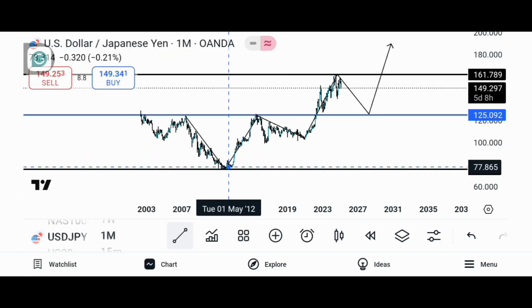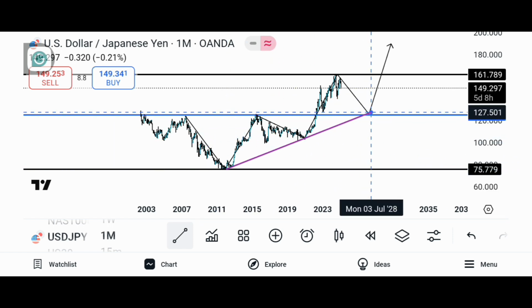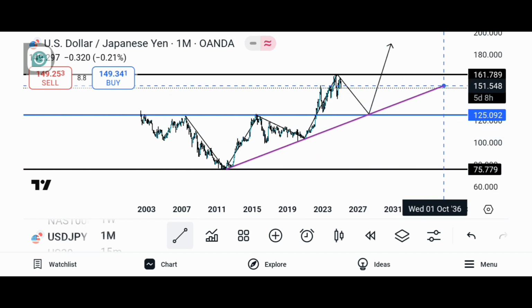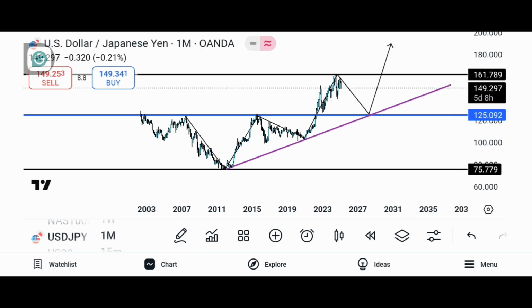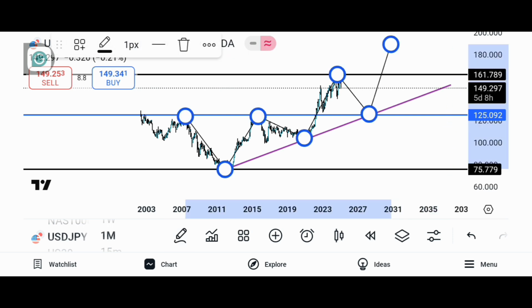Okay, as you guys can see, I'm connecting my trend line from the first touch, second touch, and now we'll be waiting for the third touch of this trend line plus the breakout and retest of that blue level.